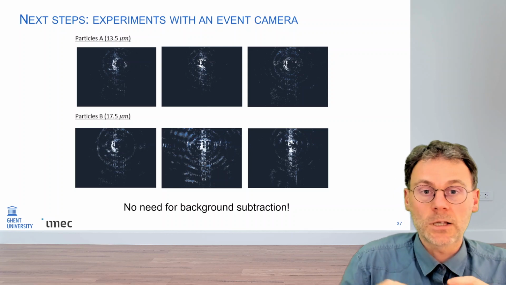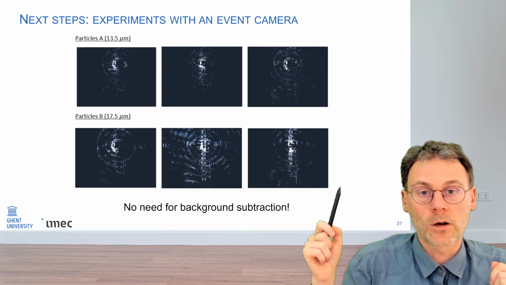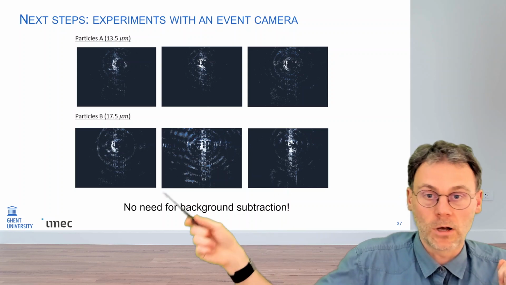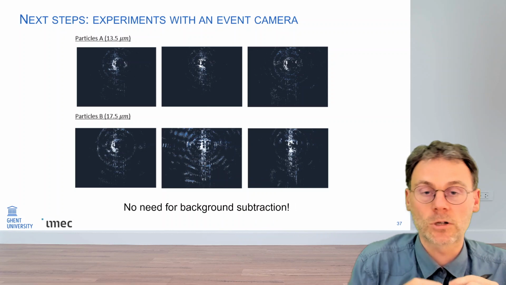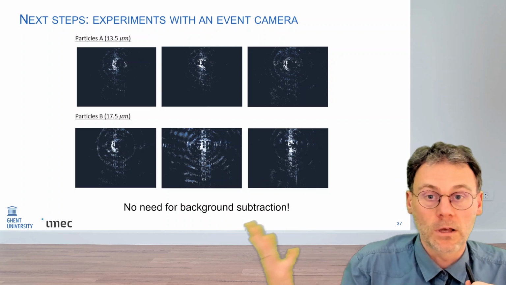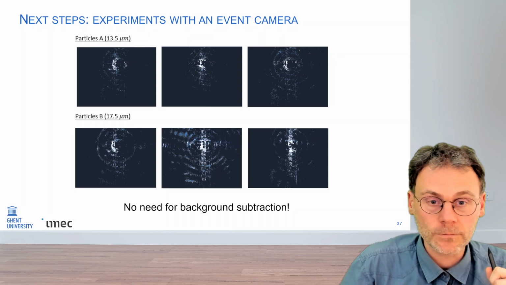Next steps here is trying to repeat the same experiments, but with an event camera, where we do not have to do other calculation steps like background subtraction. So these are experiments which are ongoing now to get even better performance and even higher speeds.